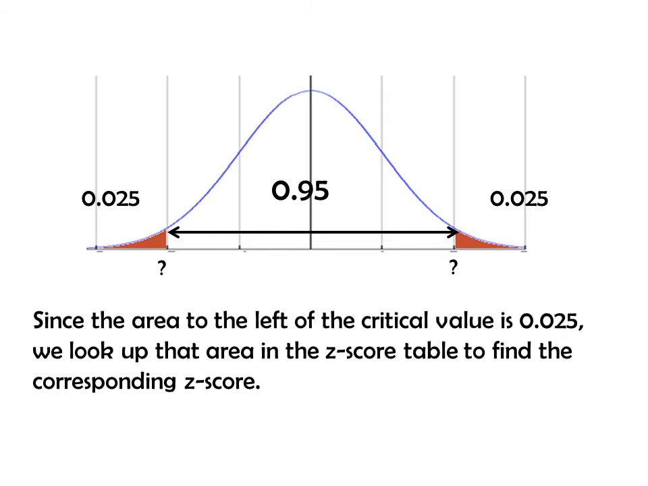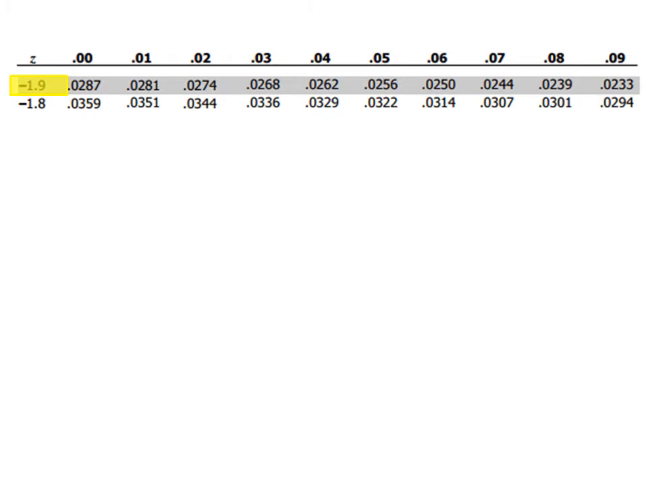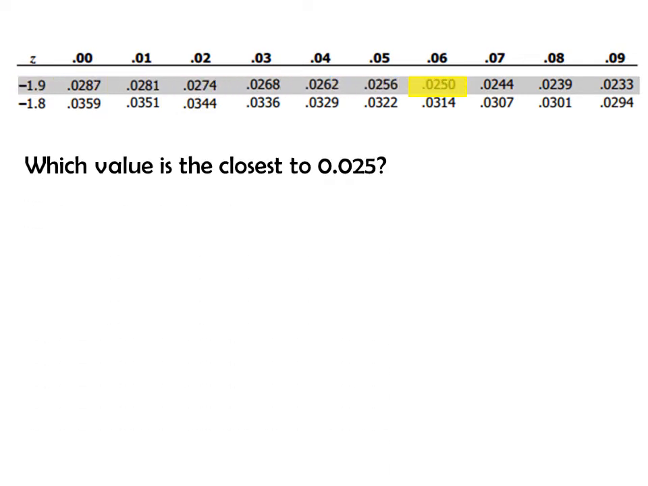Since the area to the left of the critical value is 0.025, we can look up that area in the z-score table to find the corresponding z-score. Since it's 0.025, we're looking at the negative side, and the value that is closest to 0.025 has a z-score of negative 1.96. But our critical value is always going to be positive, so the absolute value is 1.96. So from now on, when we're looking for critical values for a 95% confidence level, we're no longer going to estimate. We're going to use 1.96 as the critical value.